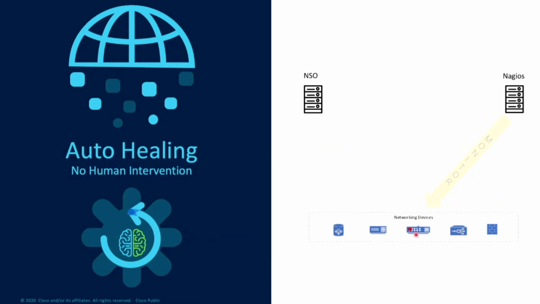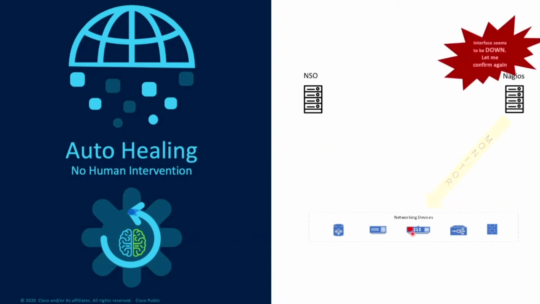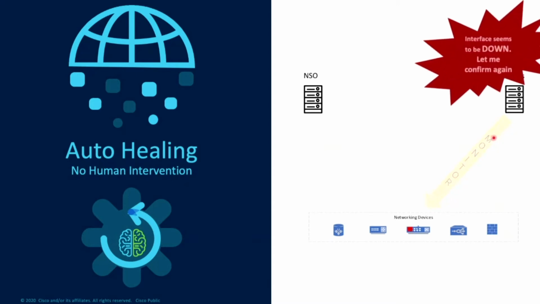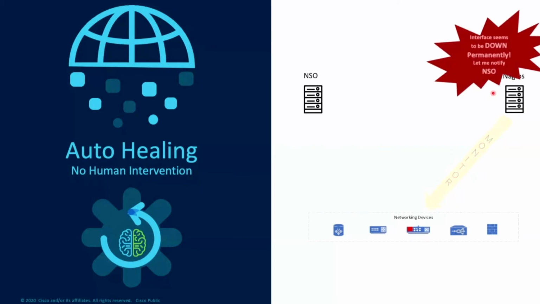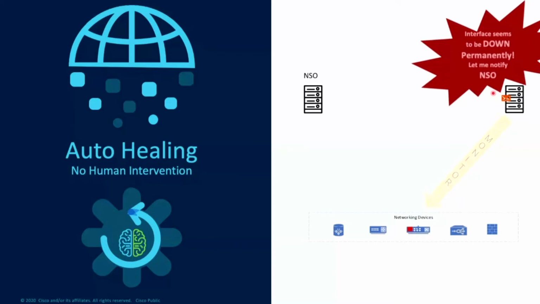Once the interface is down, Nagios will get to know that the interface is down, and then it will perform two more checks before notifying NSO that the interface is down. That's the basic correlation that it does, so that it's not giving false positive alarms. So now it checked 3 times and found that the interface is still down, and it decides to send out a notification to NSO, hey, this particular interface is down.